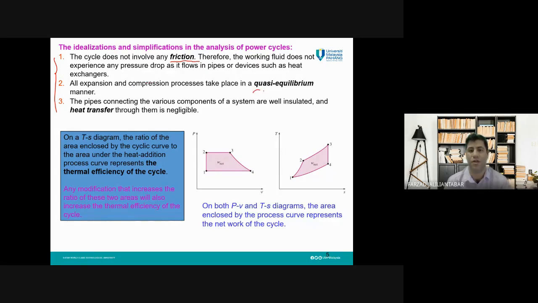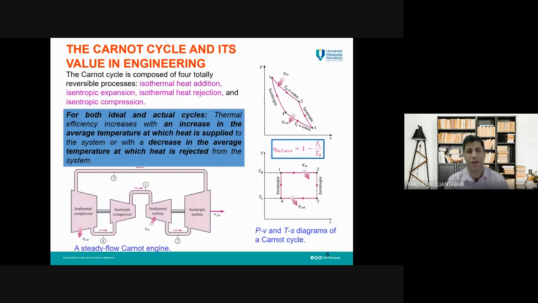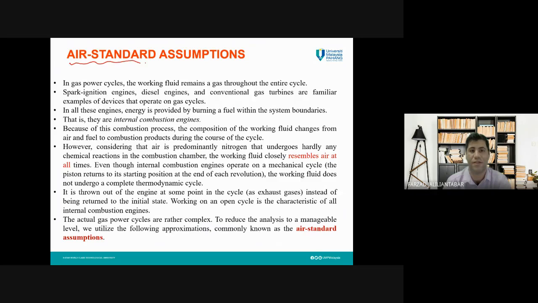Also, all of the processes occur in a quasi-equilibrium manner. And the third assumption, which we need for different types of power cycles, is to assume the cycle is adiabatic, or that heat transfer is negligible. In today's session, I am going to continue and tell you what we have for the air standard assumptions.